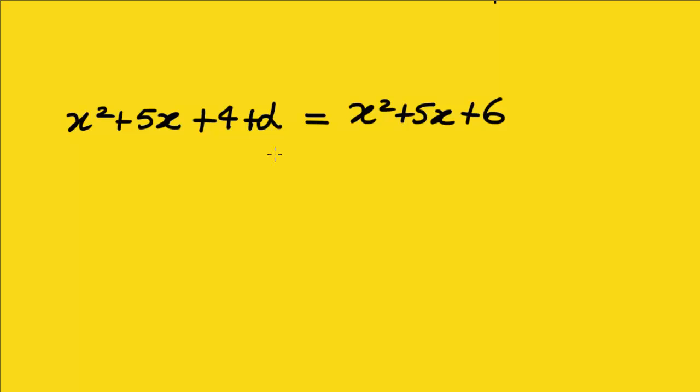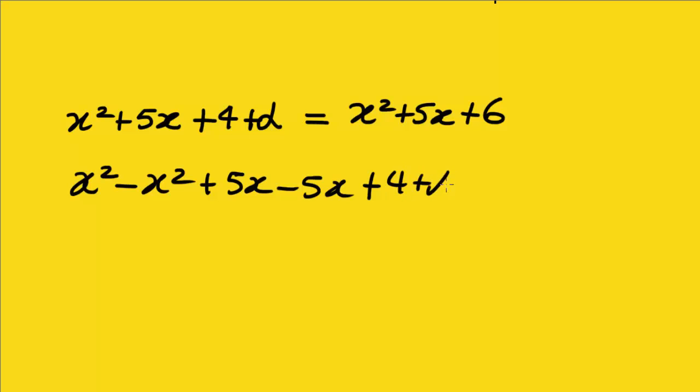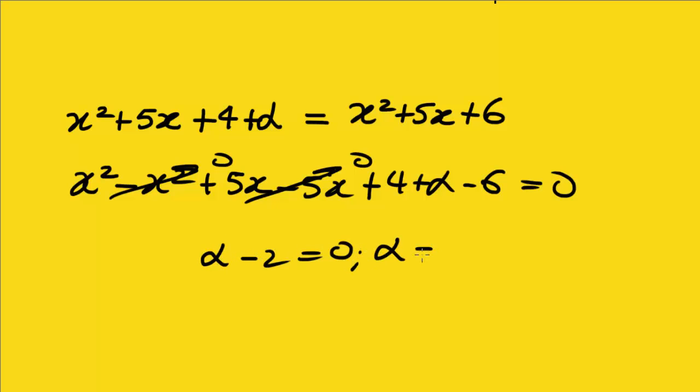So you can easily solve this for alpha, because if you simplify this, I take x squared and 5x to the left hand side, and have 4 plus alpha minus 6 equals 0. So I've taken all this to the left hand side. This goes to 0, this goes to 0, and I'm left with this, which I simplified to get alpha minus 2 is 0. So alpha is 2.